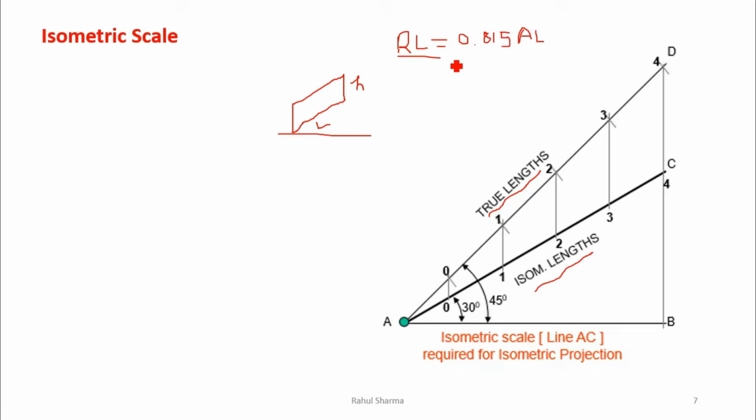But this is the mathematical expression. But when we have to do this graphically, we use this, and it is known as isometric scale. So isometric scale is a scale which helps you graphically to convert the true length into reduced length or iso length.